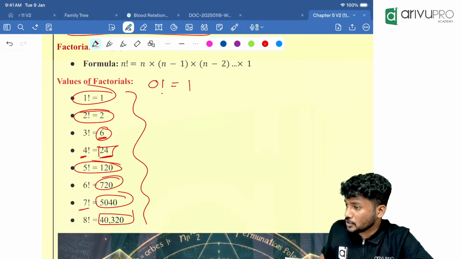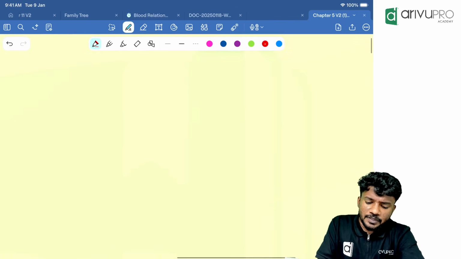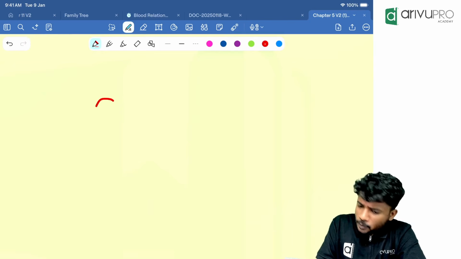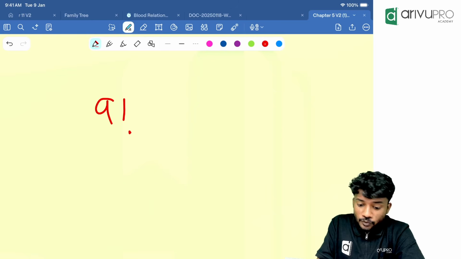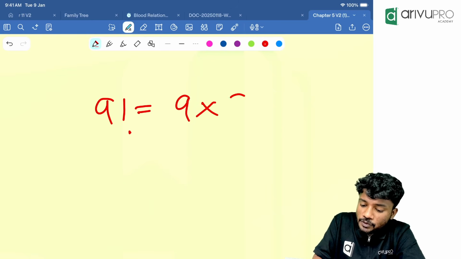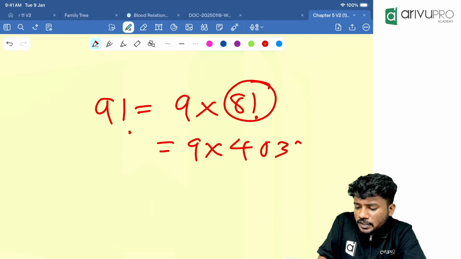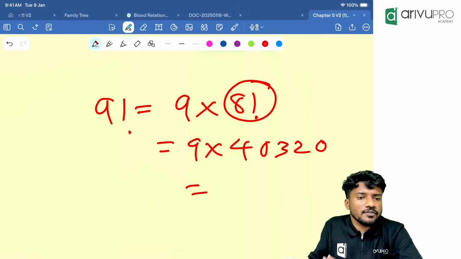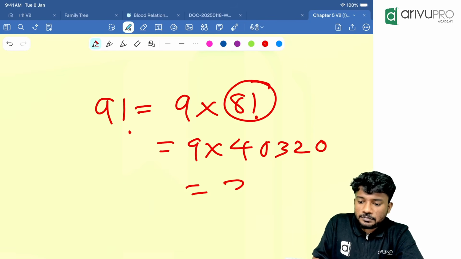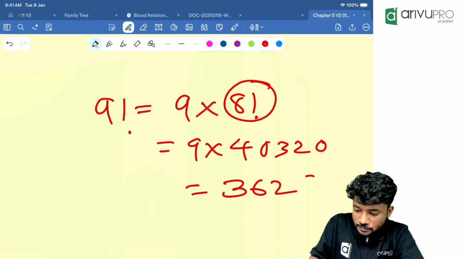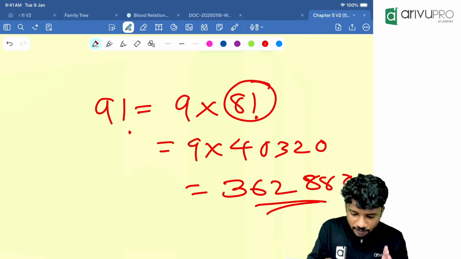Okay, I'll ask you a few questions. If in the examination you need to find 9 factorial, you will not calculate 9 into 8 into and so on, you will type 9 into 8 factorial. 8 factorial is 40320. How much is the answer? Everyone has a calculator. It is 362880. Likewise, you will find the value of 9 factorial.